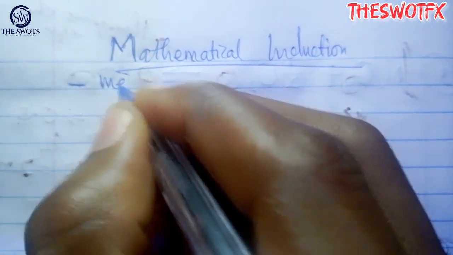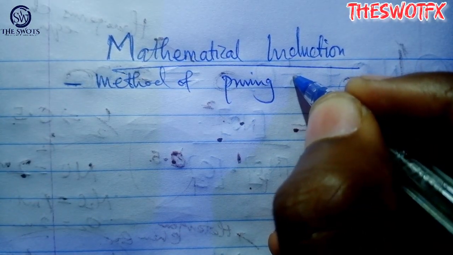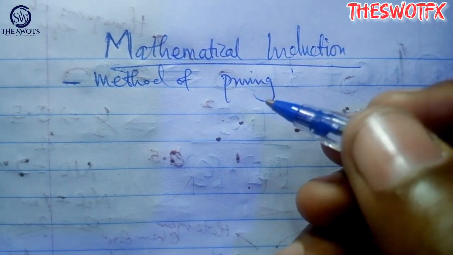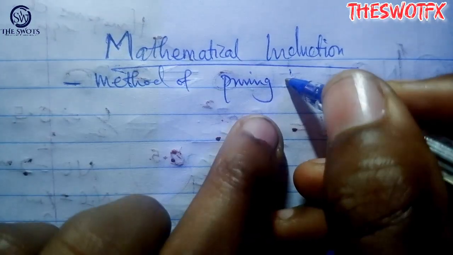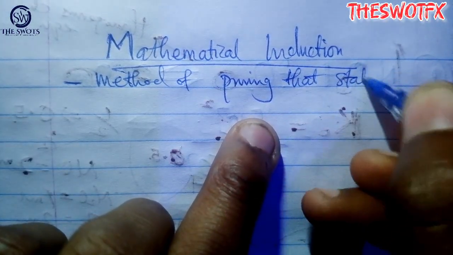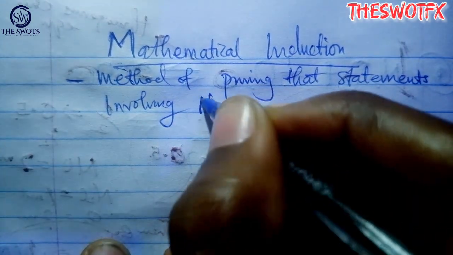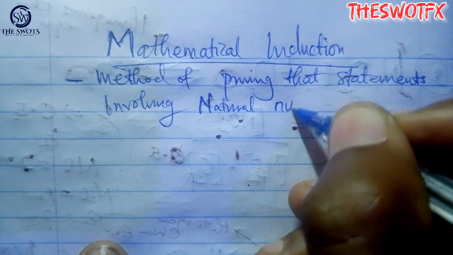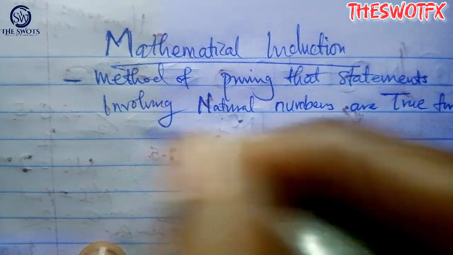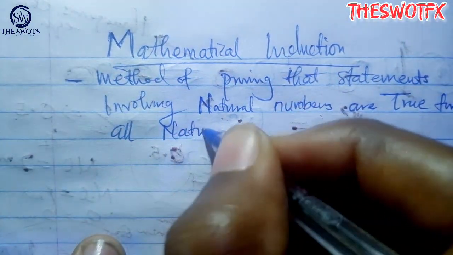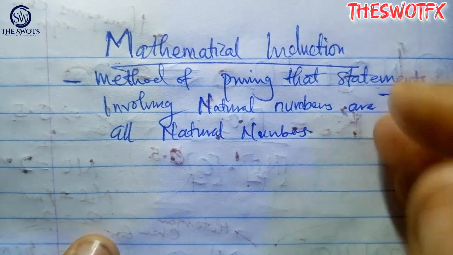Let's just take note of that. It is a method of proving that a statement involving natural numbers is true for all the natural numbers. So mathematical induction is not a kind of hard expression to prove.